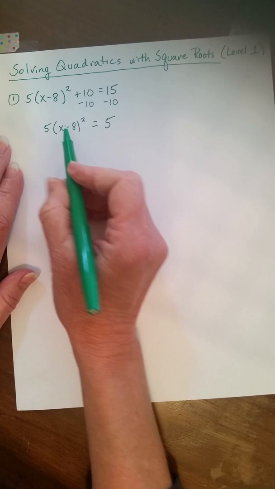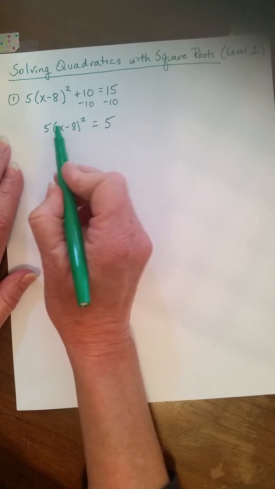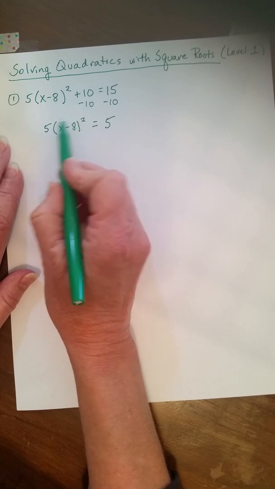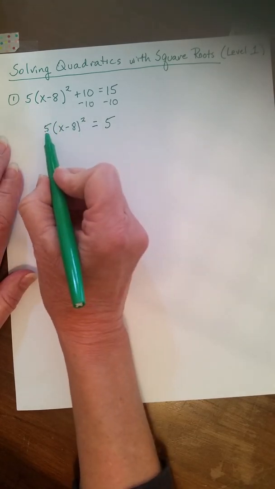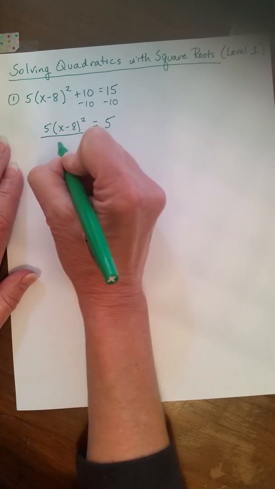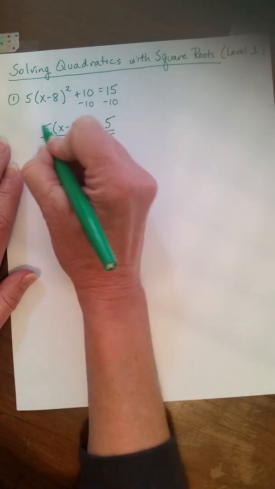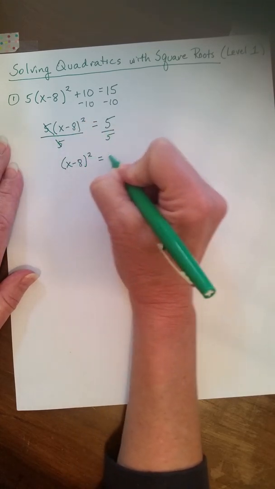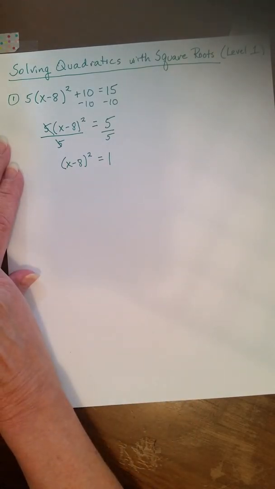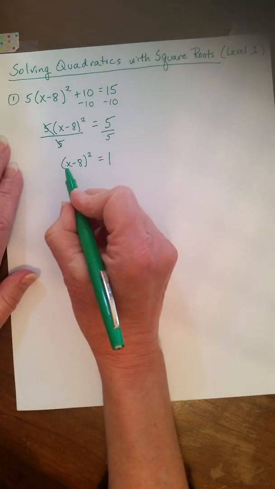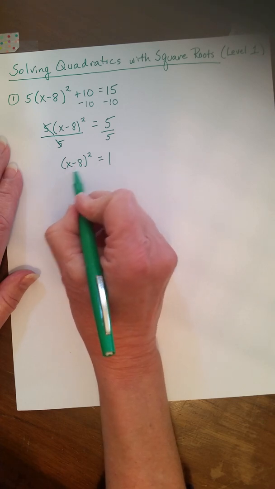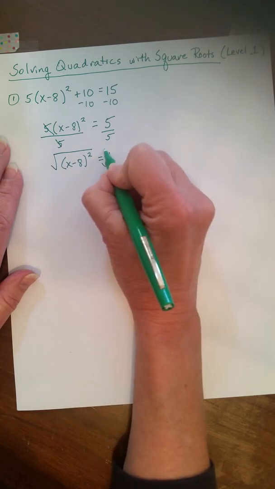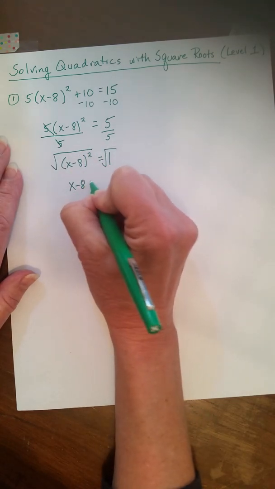Okay? Now I need to isolate the x. I've already isolated the term. Now I need to get rid of the coefficient of 5. So I'm going to divide both sides by 5. So the 5 goes away. I have x minus 8 quantity squared equals 1. Okay? Now, what I want to do is isolate. I want to get x minus 8 alone. So what I'm going to do is take the square root of both sides. So I have x minus 8 equals.